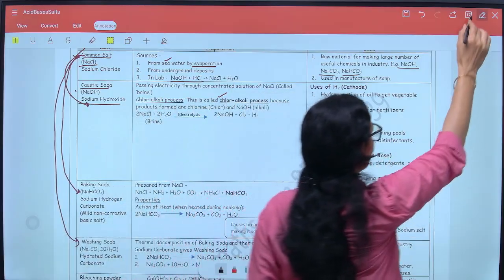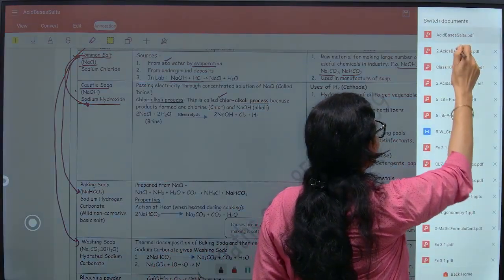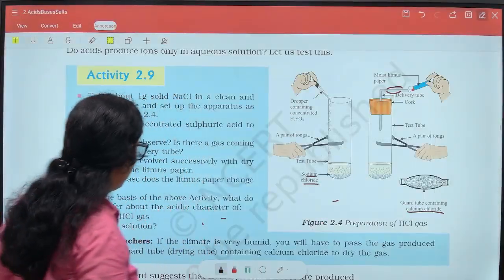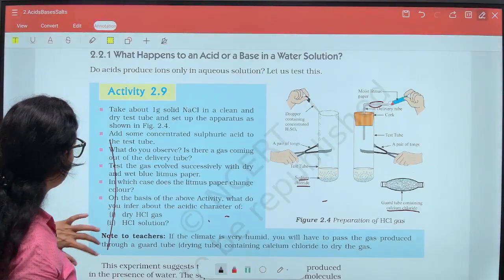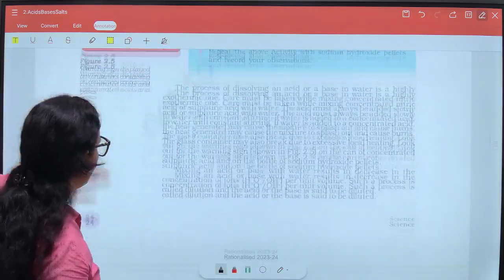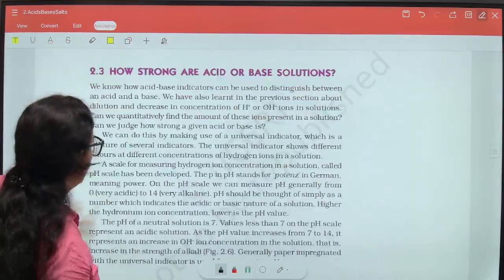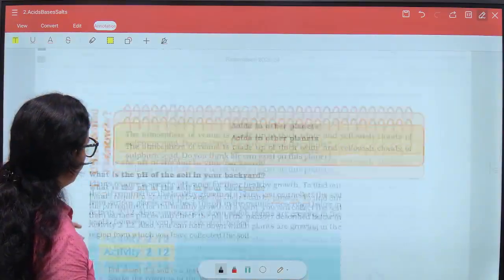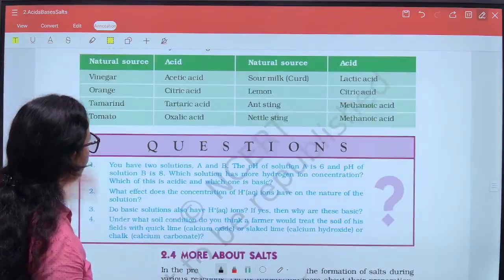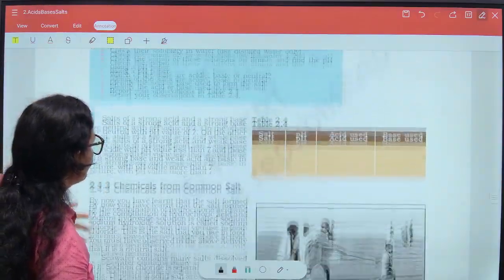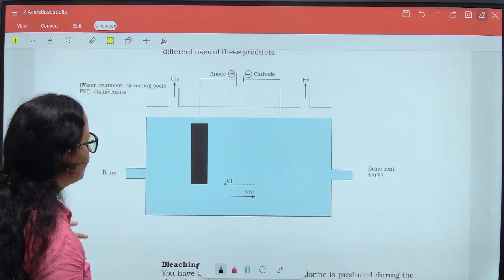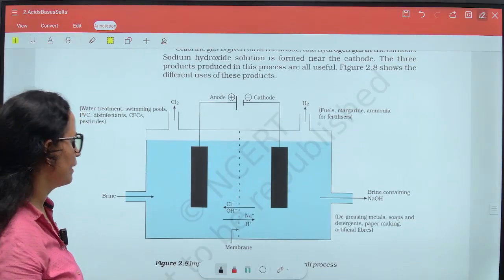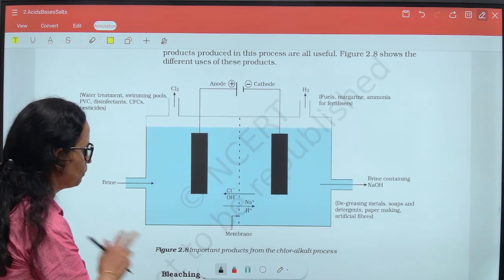I'll just show you the setup from the NCERT textbook for the chloralkali process, because it is very important that you understand what is liberated where and how it works. The chloralkali process is basically used to produce NaOH from sodium chloride. This is the setup given in your NCERT textbook, figure 2.8.